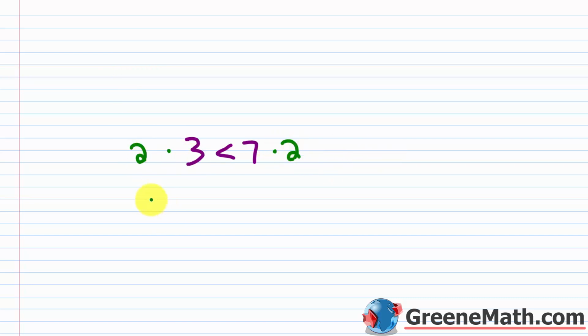So 2 times 3 is 6. 7 times 2 is 14. 6 is less than 14. That's still true. Okay, so nothing really changed there. I still have a true statement. But let's say I multiplied both sides by negative 2. What would happen? Well, I'd have negative 6 over here, and I would have negative 14 over here. Now this is false.